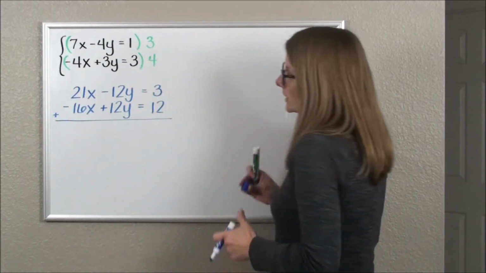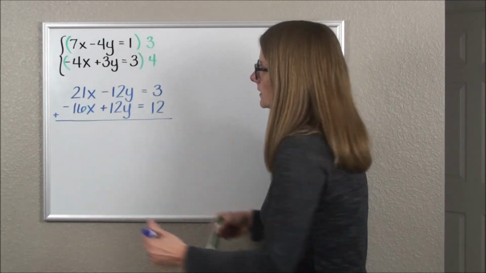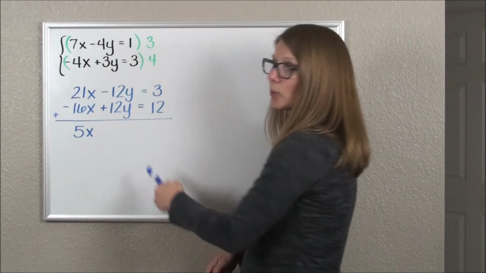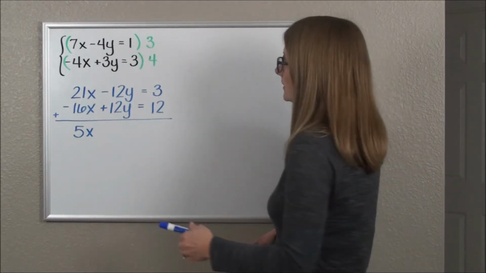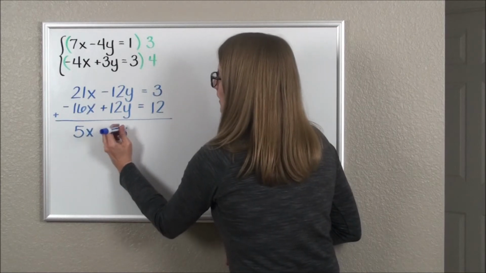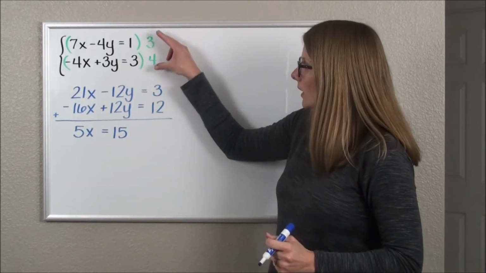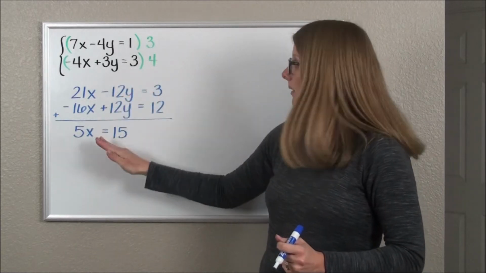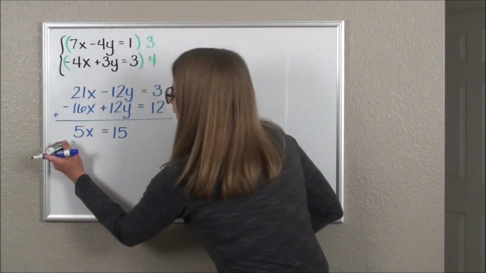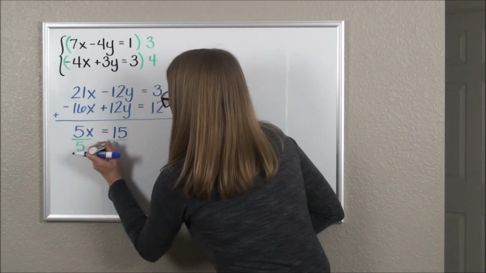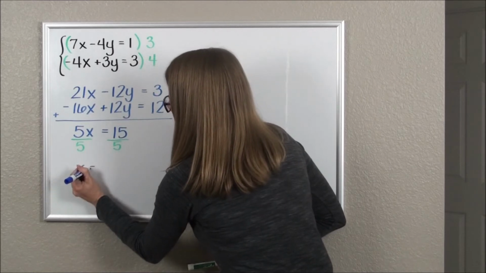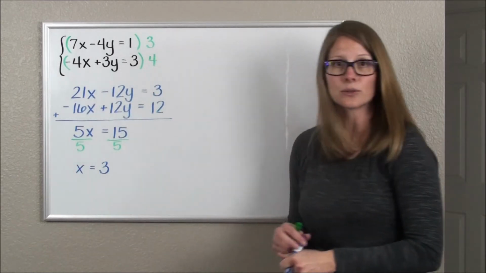Again, adding these straight down, 21x minus 16x gives us 5x. Negative 12y plus 12y eliminates or cancels from this system. And on the right side, 3 plus 12 gives me 15. So by manipulating these equations in this way, we've now added them to eliminate the y's, and now it's an easy equation with just an x. We will isolate that x by dividing by its coefficient 5. And we find that x equals 15 divided by 5, which is 3.